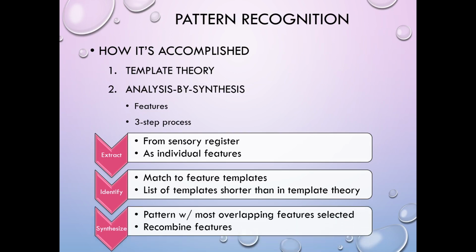The pattern with the most overlapping features is going to be selected as the pattern that is probably represented out in the world. In order to do that, you sort of have to recombine the features that you've collected and see if what you have collected through your sensory organ is matching the pattern that you have selected from your memory, right? That you have the most overlapping features. Is this really the same thing? So there's like these multiple levels of steps that have to go on in order for you to actually recognize something.